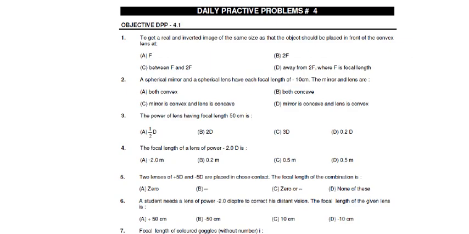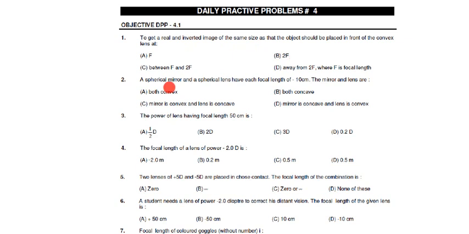Our first question is: to get a real and inverted image of the same size as the object, the object should be placed in front of the convex lens at. So here our answer is 2f. When we form an image by a convex lens and our object is at 2f, then the image formed is real and inverted and the size of the image is the same as the size of the object. So the answer is B, 2f.